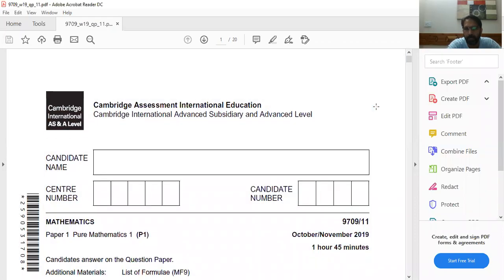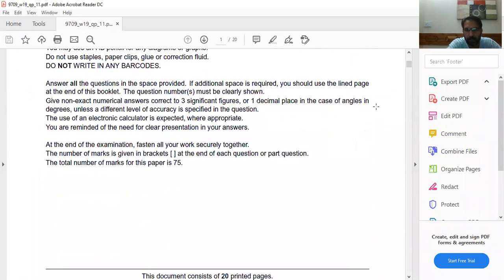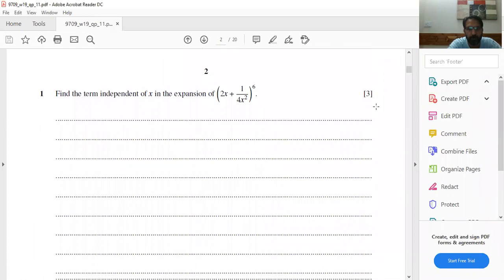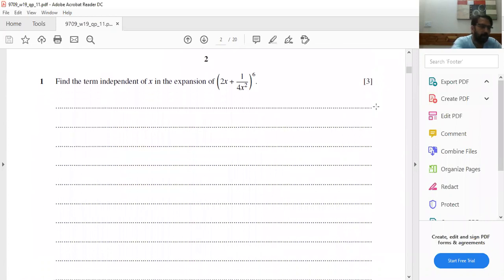October-November 2019 paper. And in this tutorial, we'll be discussing the first four questions, that how to deal with it.